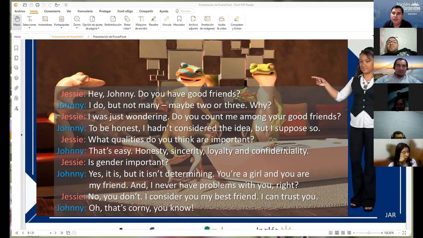What qualities do you think are important? That's easy. Honesty, sincerity, loyalty, and confidentiality. Is gender important? Yes, it is, but it isn't determining. You're a girl and you're my friend, and I never have problems with you, right? No, you don't. I consider you my best friend. I can trust you. Oh, that's corny.